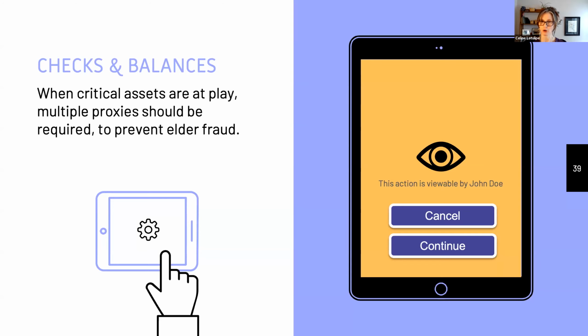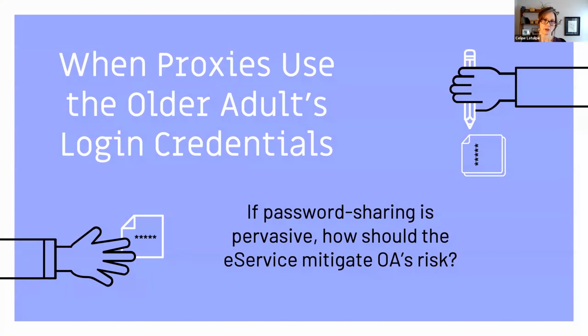Now, this is not going to prevent elder fraud in the case where the two people who both have proxies are in cahoots and really want to take all the money away from the older adult. So it's not perfect, but it would likely cut down on some of the minor elder fraud that's happening at least. So those are ideas if you're going to design an eService with proxy accounts.